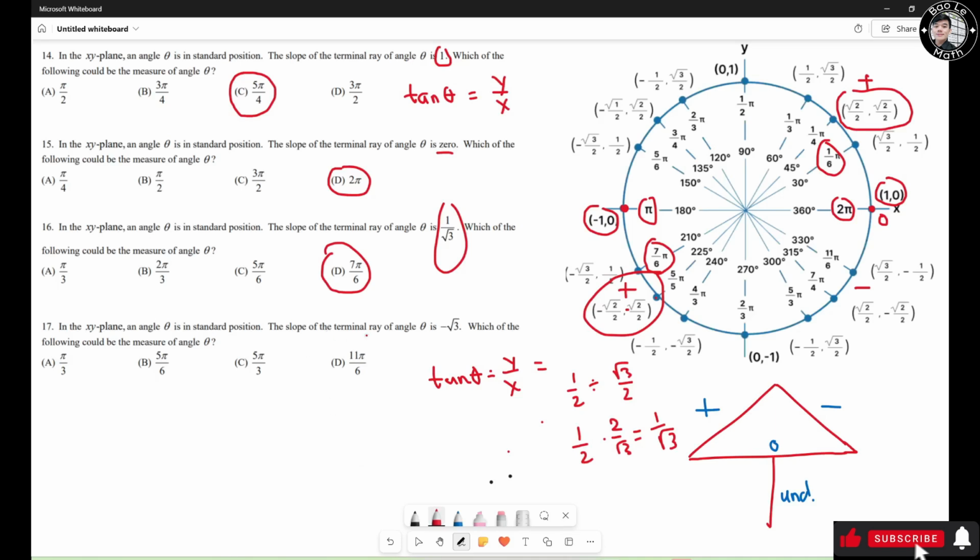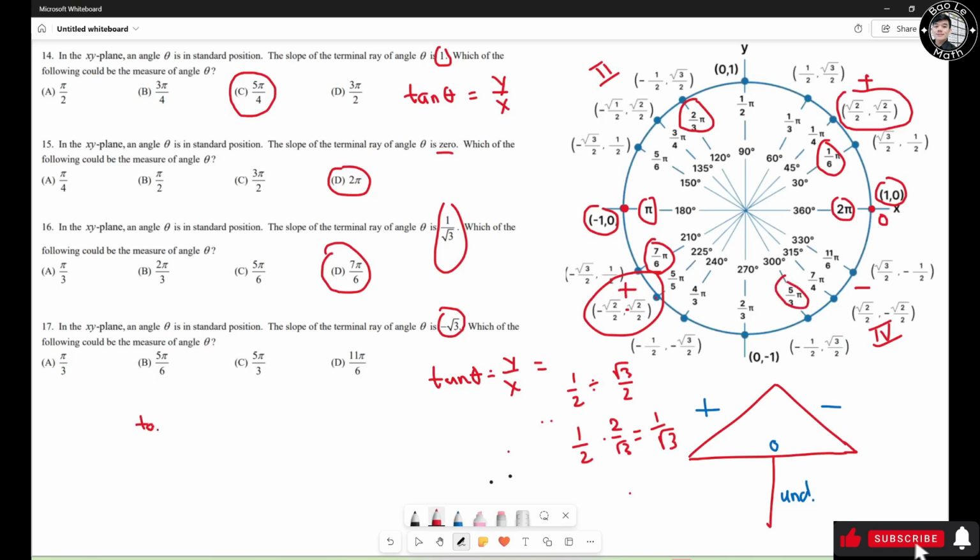Now, the slope of the terminal ray of the angle theta is negative root 3. The terminal ray is either in the second quadrant or the fourth quadrant, right? Because it's a negative slope right here, right? So we look at this one right here. It's either 2 pi over 3 or 5 pi over 3, right?